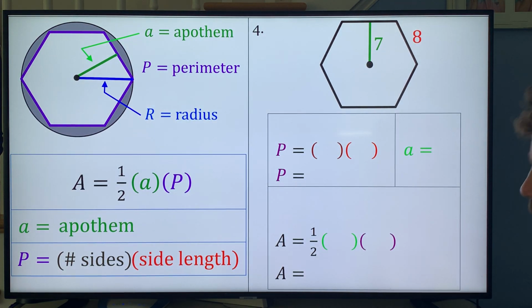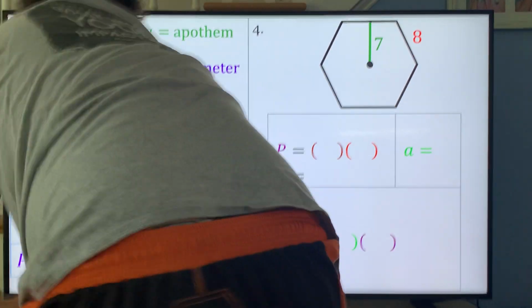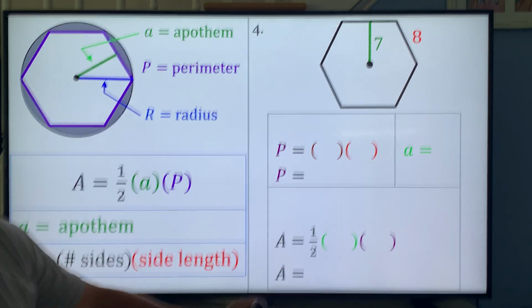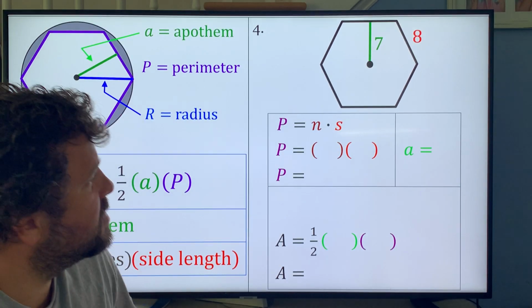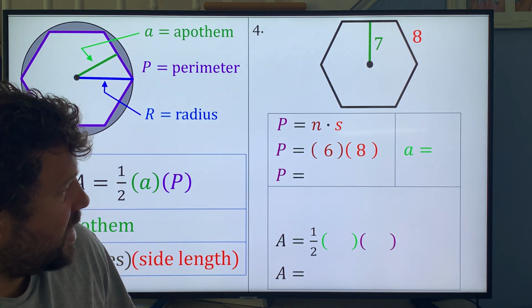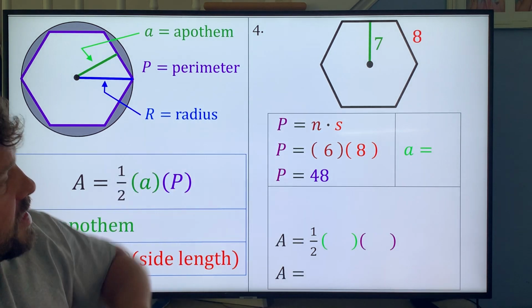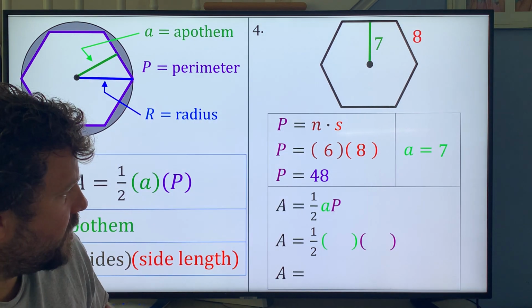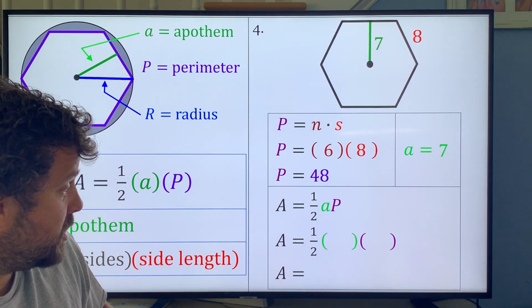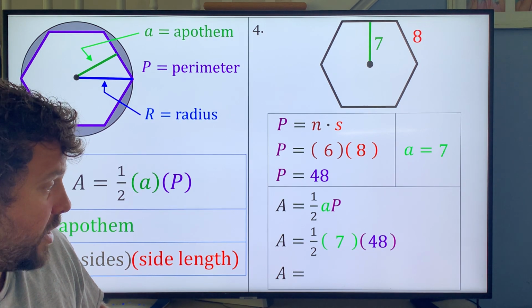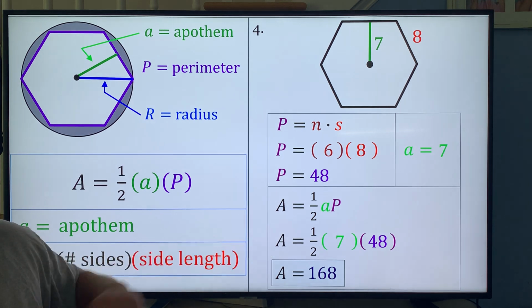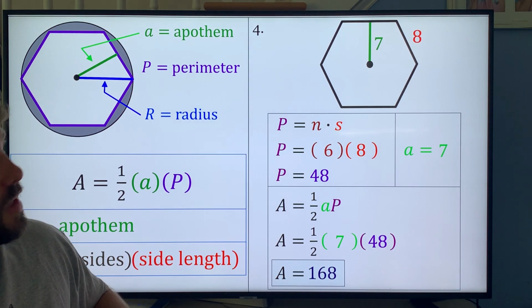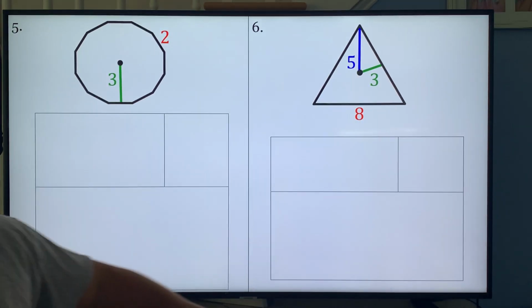Let's go number 4. I'm going to pop over here. Get out of your way. All right, so perimeter equals, how many sides do you have? Once again, you have 6 sides. Each side length is 8, so that's 48. Your apothem is the only thing given, which is 7. So half of apothem times perimeter is your formula. Half of 7 times 48. 24 times 7, which is 168. All right. So the next two, 5 and 6.